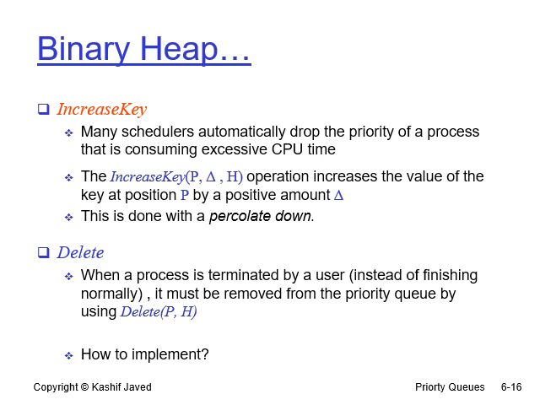So the increase key p comma delta comma h operation will increase the value of the key at a certain position by a positive amount delta. What will happen? This will allow your key to percolate down, so its priority will simply drop. You're decreasing its priority. By increasing the key value, you are dropping the priority of the process.